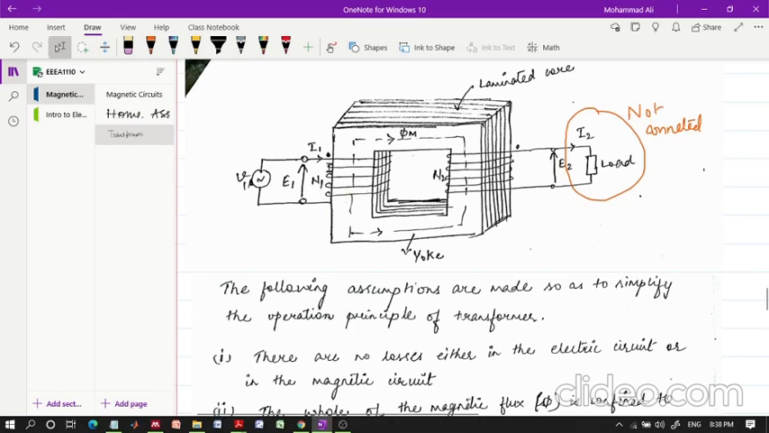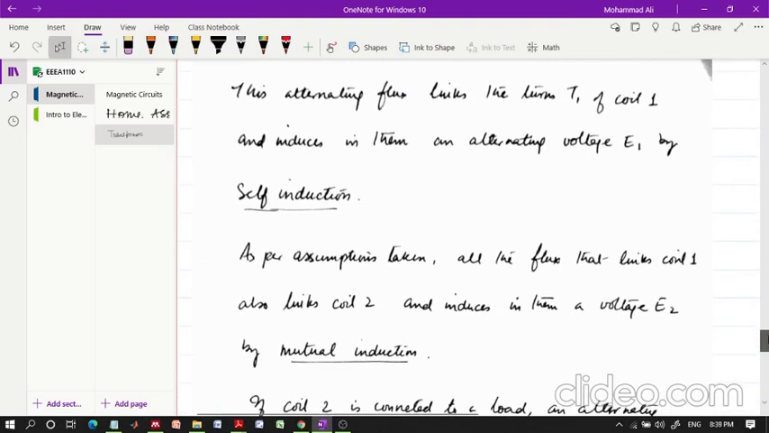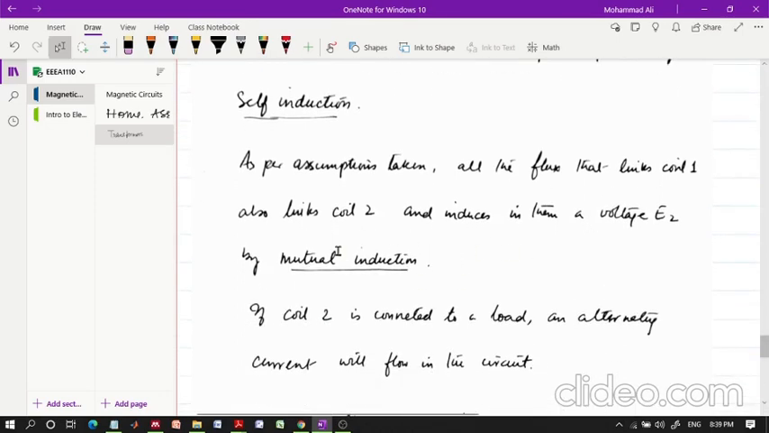This induced voltage will be known as self-induced voltage. It will be known as an EMF produced by self-induction, and here the EMF will be known as EMF induced by mutual induction. So E1 will be an EMF that is generated by self-induction, and E2 will be the voltage generated by mutual induction.